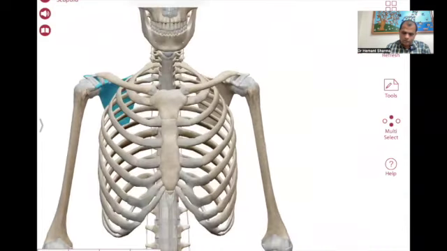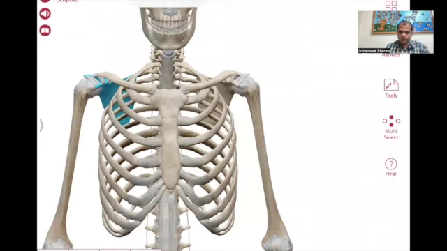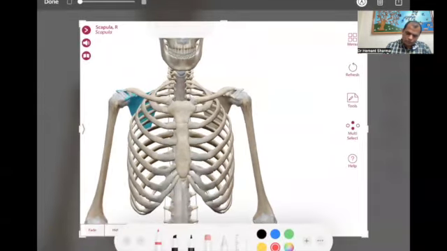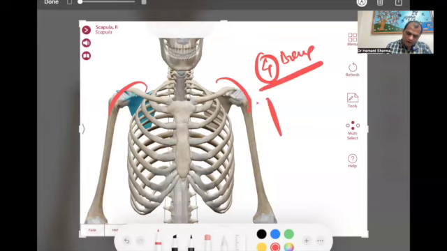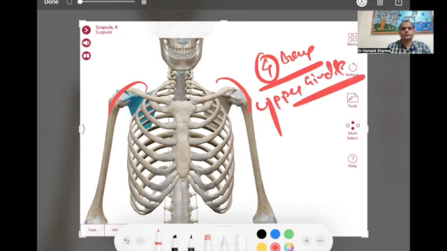So collarbone, two collarbone and the two scapula bone together are four bones. So these four bones are connected with both the arm. So these are called upper girdle or the pectoral girdle. So 120 plus 4 is the 124.